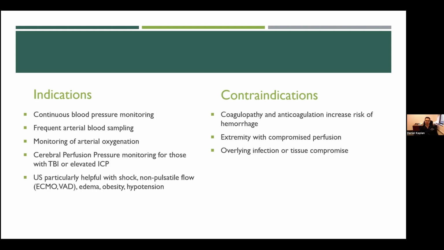All of our contraindications are more or less relative contraindications. Typically, anyone who's coagulopathic or on anticoagulation will have an increased risk of bleeding. If you already have an extremity with compromised perfusion, it's probably best that you don't put your arterial line in that extremity if you can avoid it, as well as an area with overlying skin infection or tissue compromise.